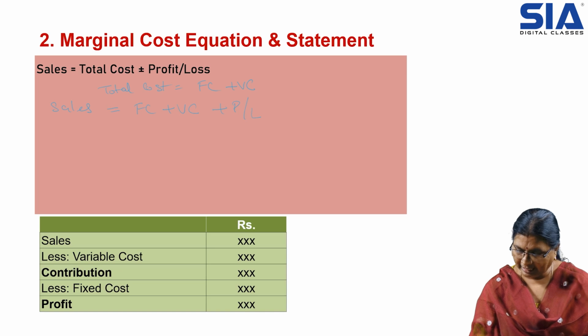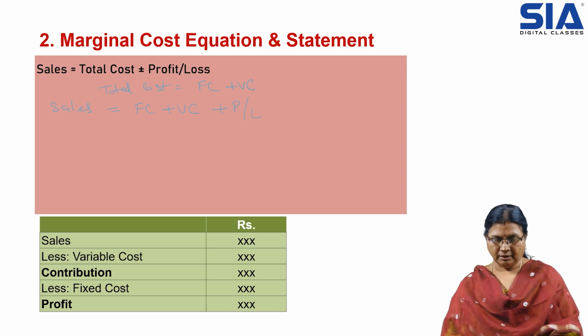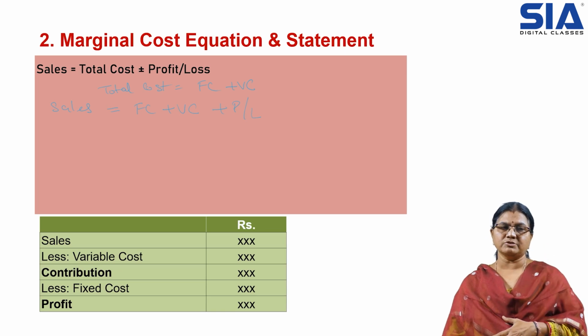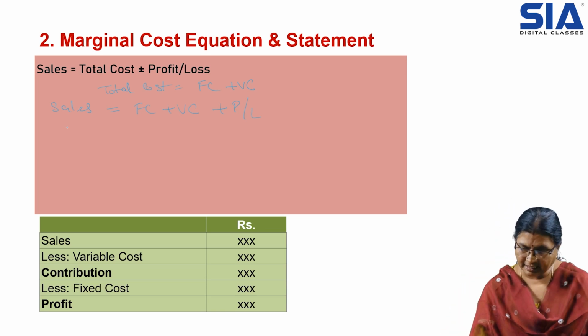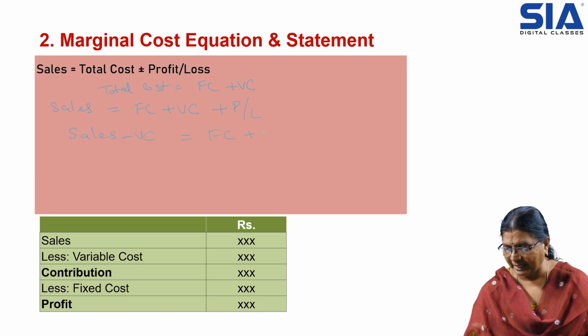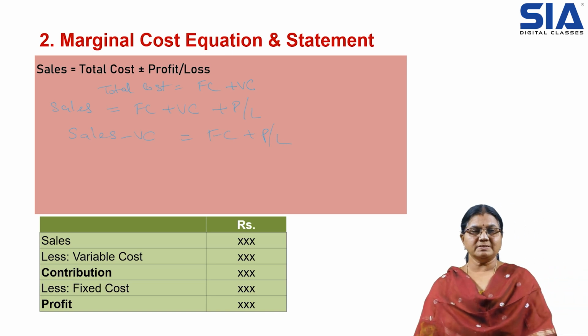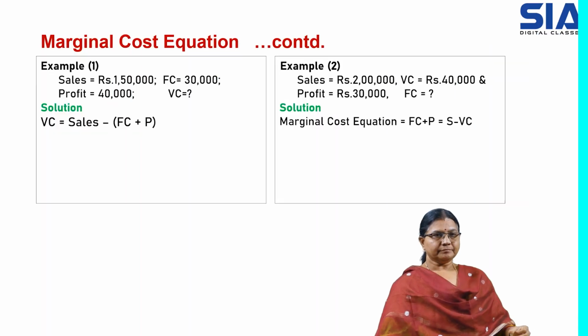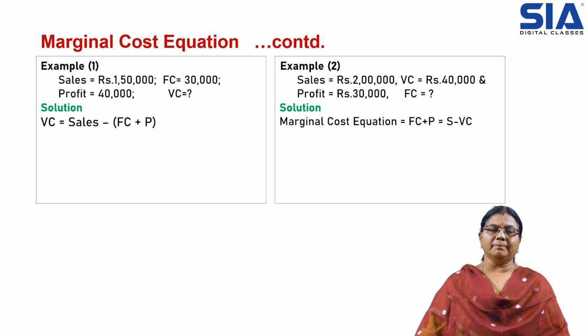So with the help of this, here you can see in the down, that is sales minus variable cost, it is contribution. Again we are lessing the fixed cost, it is profit. That is sales minus variable cost, which is equal to fixed cost plus profit or minus loss. So this is how the marginal cost equation works. So let us understand about the marginal cost equation with a small example.